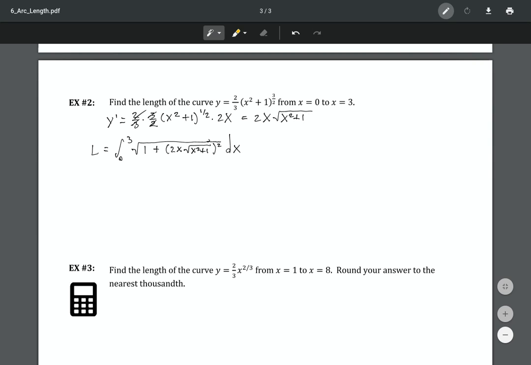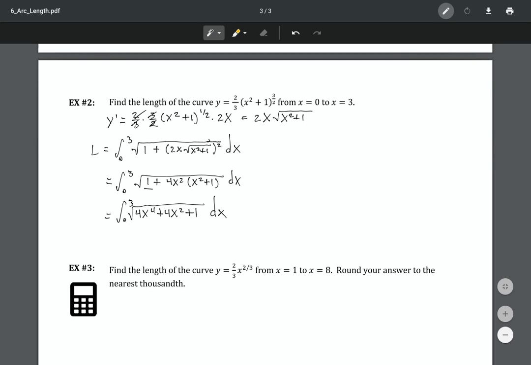Okay, so let's just simplify at this point. That would give me 0, 3 here. This is still going to be 1. So this is 1 plus 4x squared times x squared plus 1 dx. Let's see, if I distribute that 4x squared, that's going to give me 4x to the 4th plus 4x squared, and then the 1 that's from here. Okay, and I have the square root.